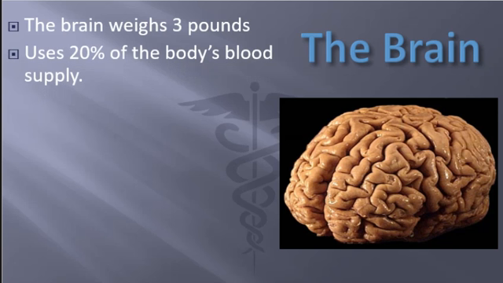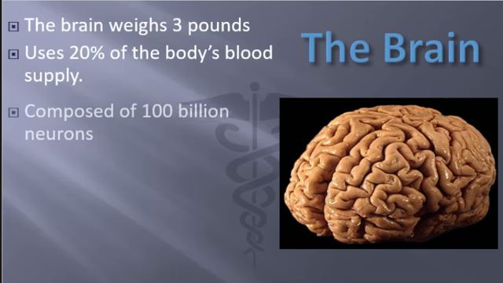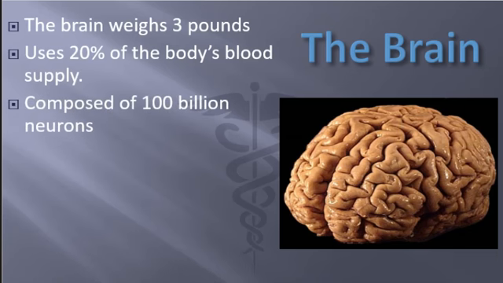Interestingly, you're going to find that the blood doesn't actually touch the brain cells. If blood touches the brain cells, it kills them. Wow, crazy. So the brain has to be protected from it. It's composed of at least 100 billion neurons.